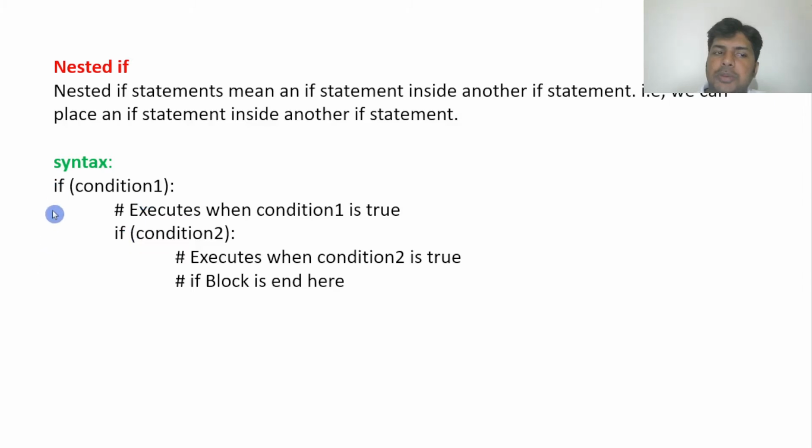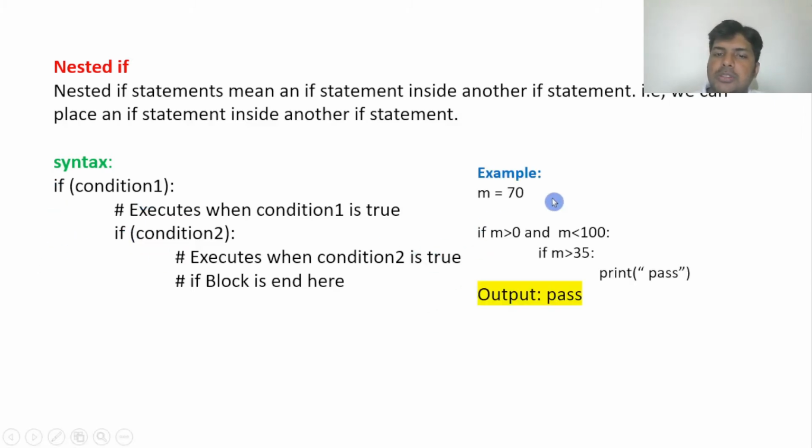Okay, the second if condition should not be straight. For example, you can see here. First I have given a condition: if m greater than 0 and m less than 100, then only it will be satisfied. Sometimes we'll enter a wrong input, minus, or more than 100 marks, but actually the subject is for 100 marks, right?